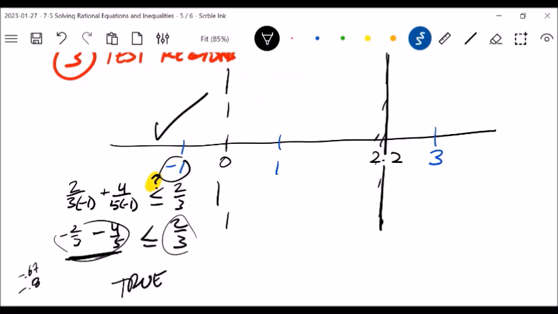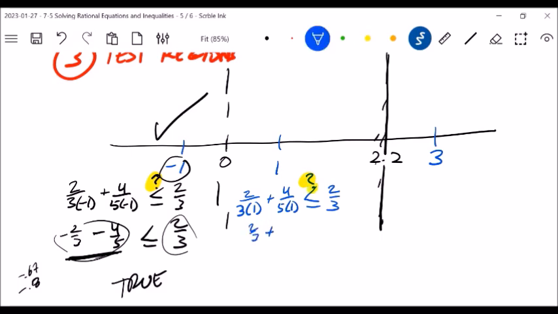Now let's do it with the positive one. Okay, so I'm going to do 2 over 3 times 1 plus 4 over 5 times 1 is less than or equal to 2/3. Is it less than or equal to 2/3? I'll put that question mark back in there. Okay, so is it? Well, what we'll do now is calculate that.